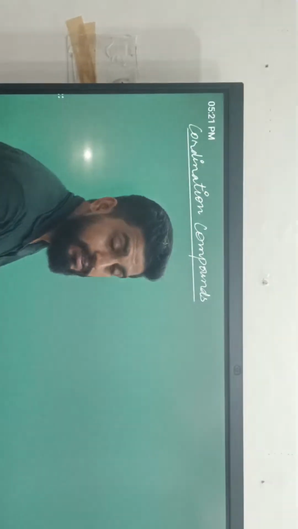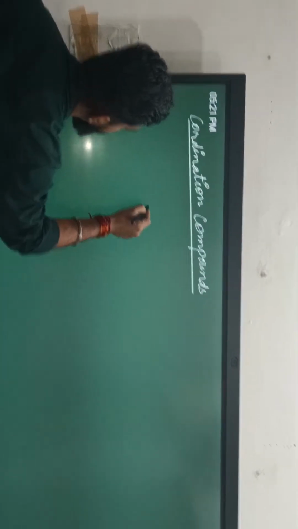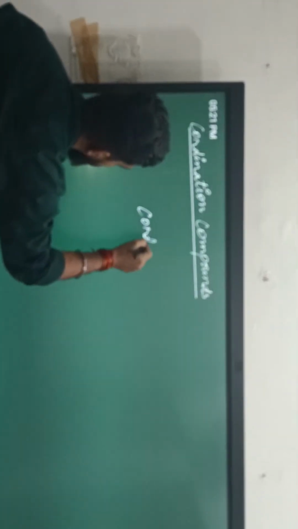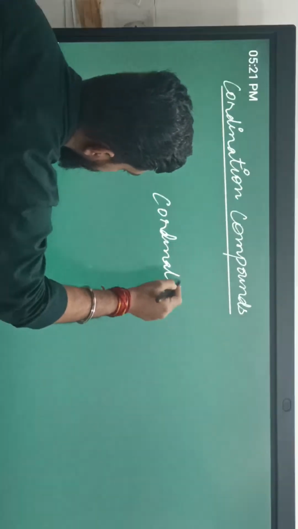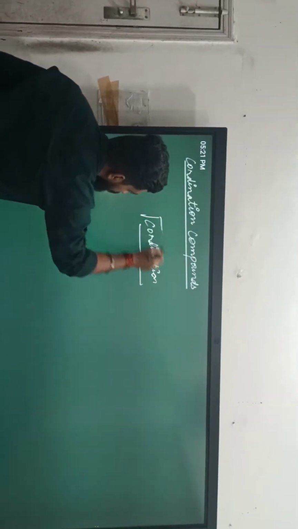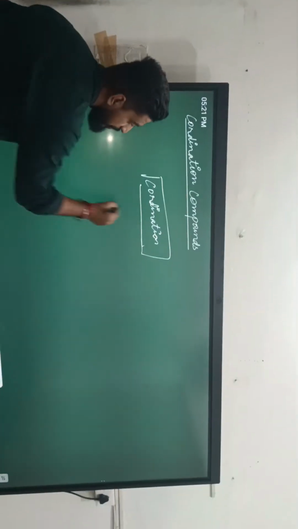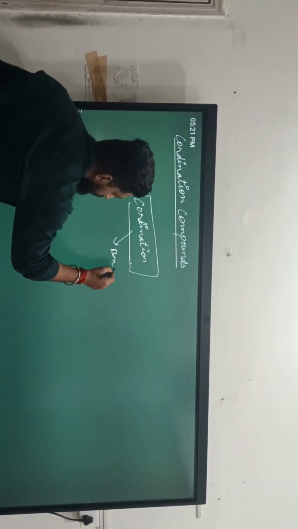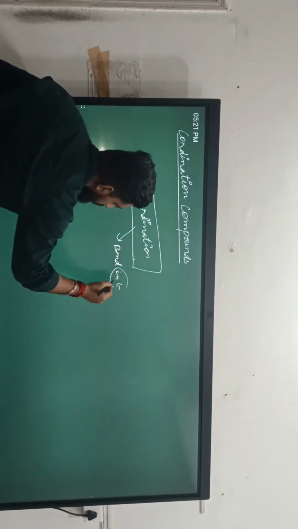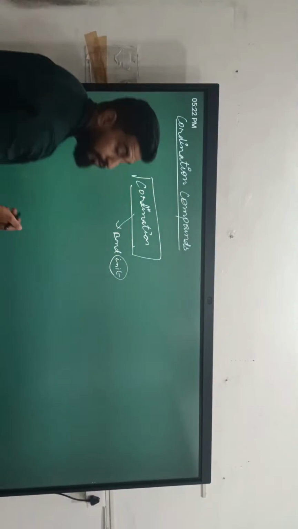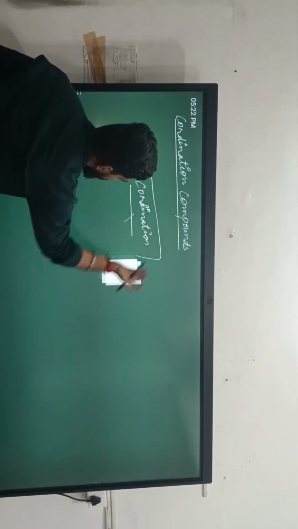Good evening, everyone. Today's topic for chemistry is coordination compounds. We are starting with the introduction. Coordination compounds are those compounds which have a coordination bond in them. Now, what is the meaning of coordination bond? I am giving you an example.